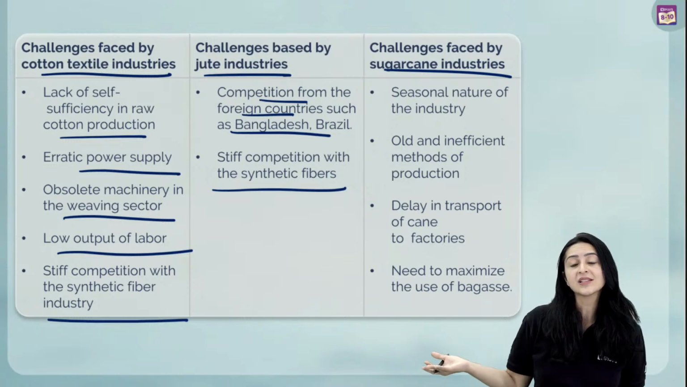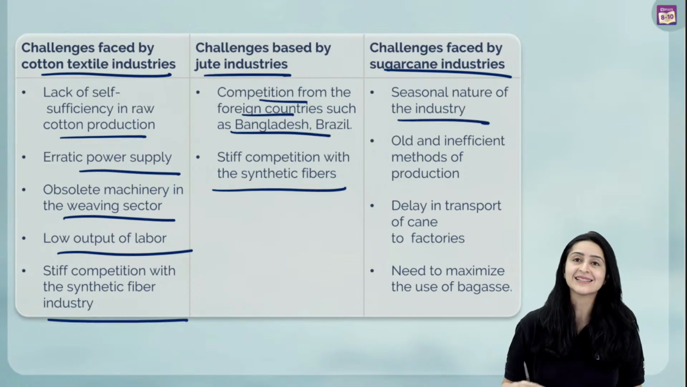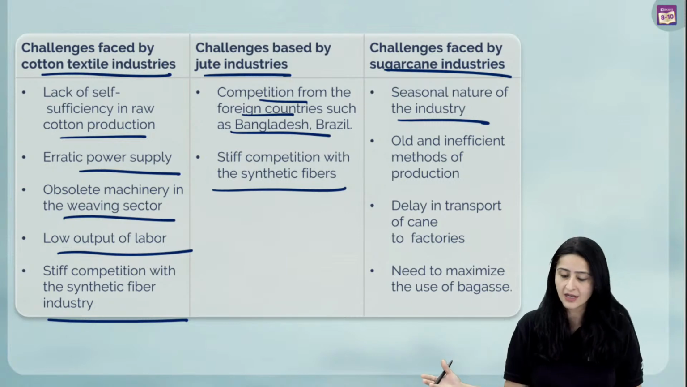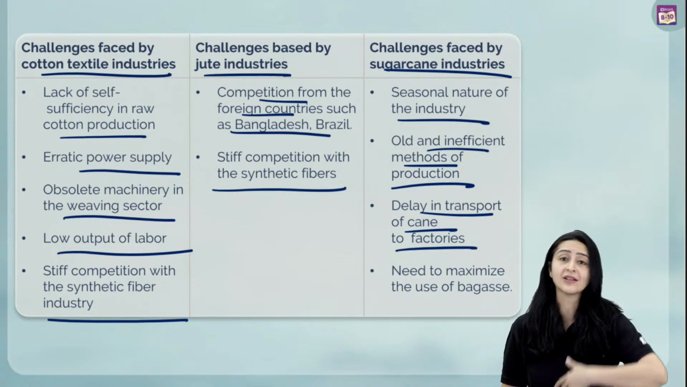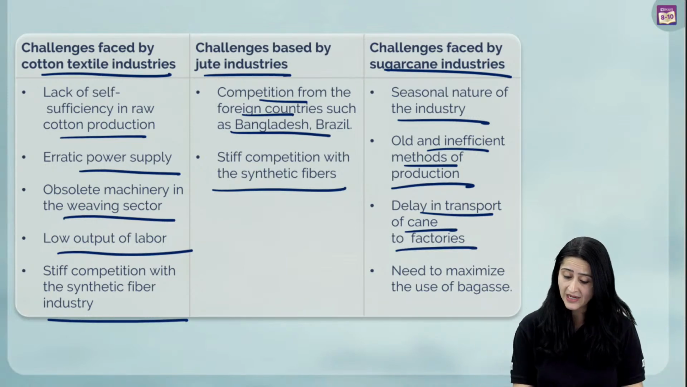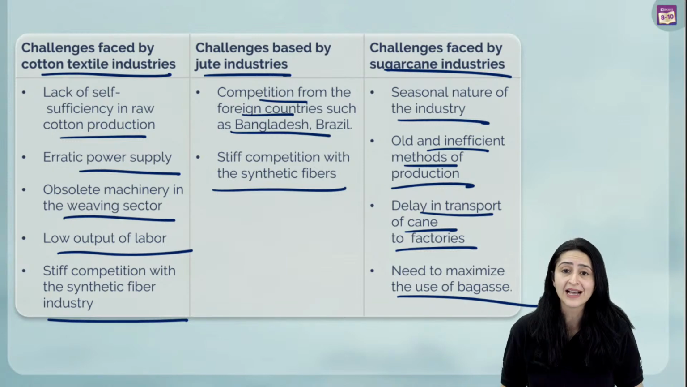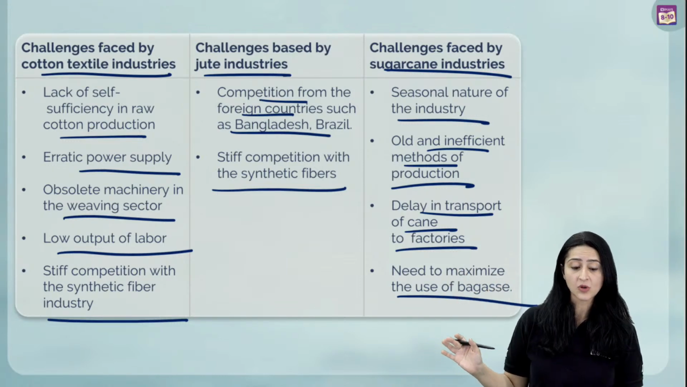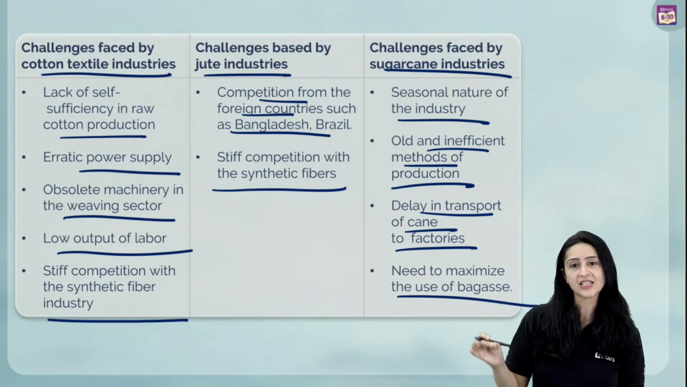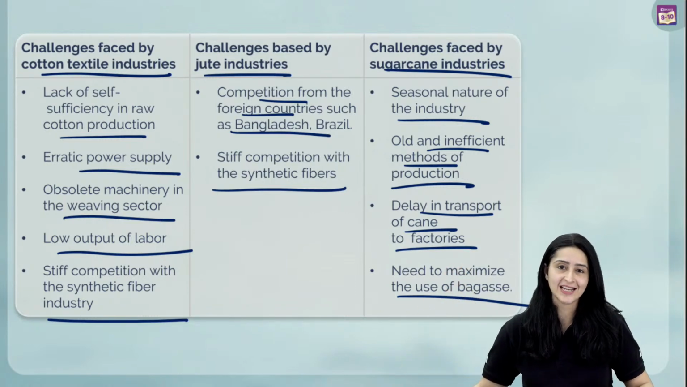Sugarcane industry, what are the challenges over here? We know that there is a seasonal nature of the industry. We don't have it year round. There are old and inefficient methods of production. There is a delay in transportation of the cane to the factories. The cane is likely to get spoiled, and we need to maximize the use of bagasse. All of these are important points in terms of the challenges faced by these particular industries.